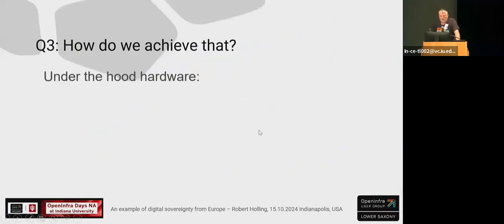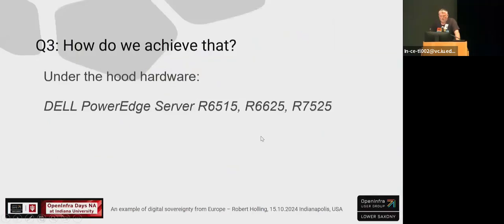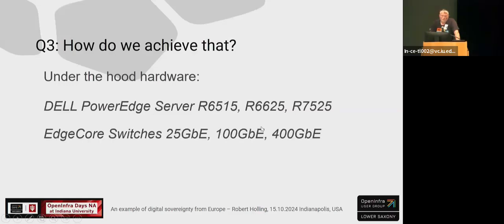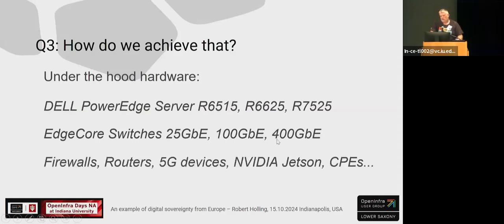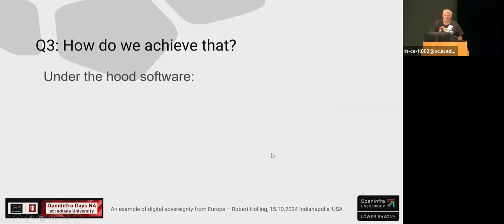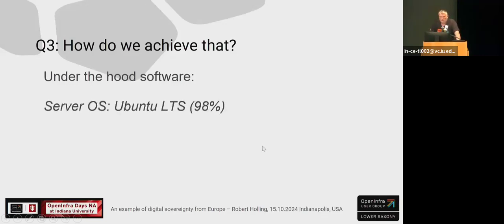So under the hood hardware a little bit, we are using Dell servers 15th and 16th generation. We're actually using edge-core servers, edge-core switches up to 400 gigabits Ethernet, and a couple of firewalls, routers, a little bit legacy stuff, then 5G devices, NVIDIA Jetsons, a lot of CPEs and so on. So very different. Under the hood software, our servers run 98% roughly under Ubuntu LTS.